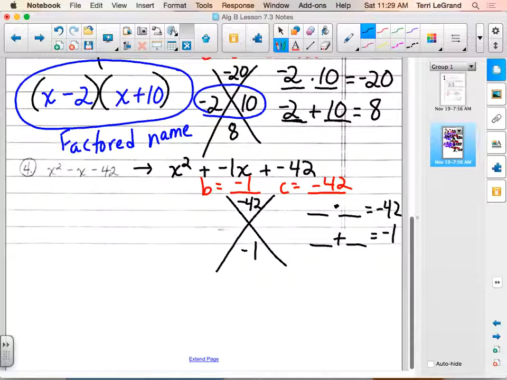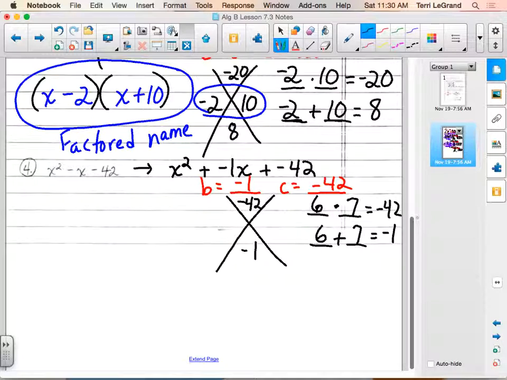So we have 1 times 42. No, those are 41 units of distance apart. 2 times 21. No, those are 19 units of distance apart. 3 goes into 42 14 times. 3 and 14 are 11 units of distance apart. 4 doesn't go in, 5 doesn't go in, 6 goes into 42. 6 goes into 42 7 times. 6 times 7 is 42. 6 and 7 are 1 unit of distance apart. So we've decided that 6 and 7 can work.